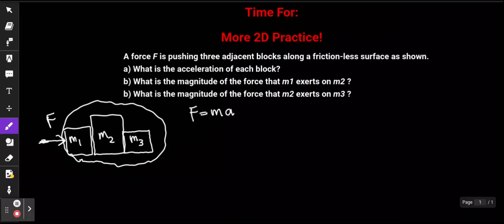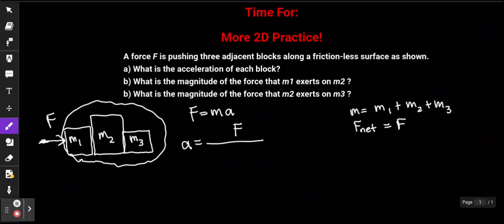The m of our entire system is equal to m1 plus m2 plus m3. And the force acting on that system is equal to F. Okay, so in order to simply solve for acceleration, we have to do F net divided by the m of the system, which gives us an acceleration of F divided by m1 plus m2 plus m3.